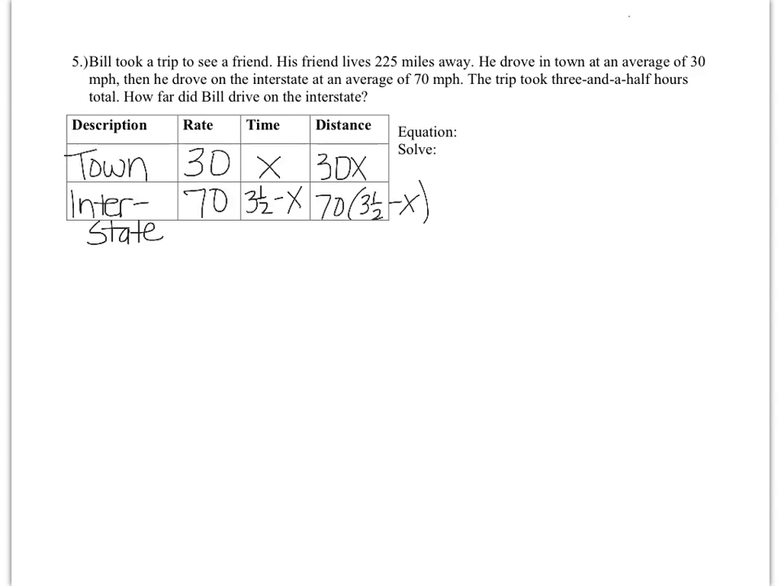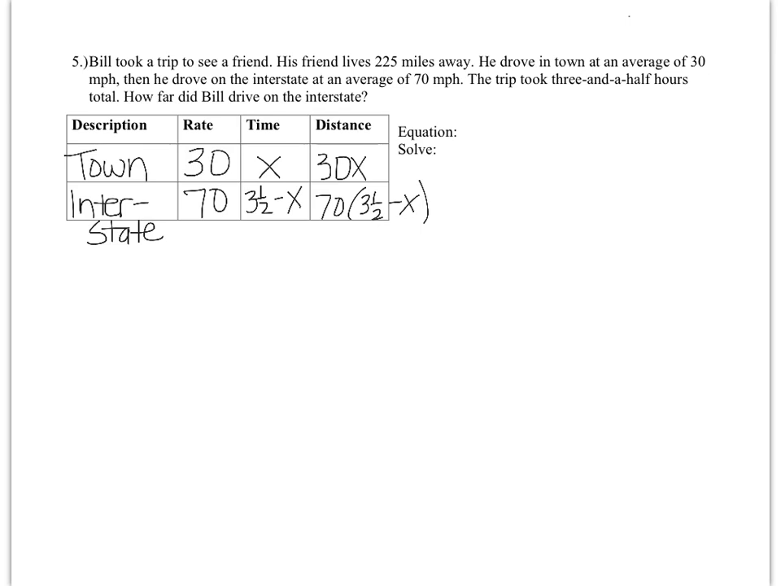Okay, so this one, don't be confused. It's not Bill and his friend. It's Bill's going to see a friend, and his friend lives 225 miles away. He drove to a town at an average of 30 miles per hour. So it's in town and on the interstate that are my two things. In town, he was 30 miles per hour. On the interstate, he was 70 miles per hour. And then the trip took 3.5 hours total.